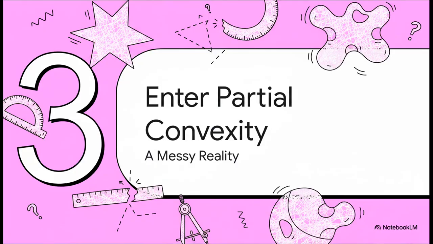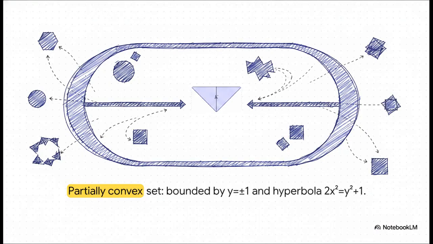Section 3. Enter partial convexity, a messy reality. But here's the catch. What happens when our shapes aren't perfectly simple? When those old, reliable 1971 mathematical tools just completely break down on us? Take a look at the system mapped out here. Notice how it's bounded by rigid straight lines, right there at y equals plus or minus 1, but it's also bounded by the curve of a hyperbola.